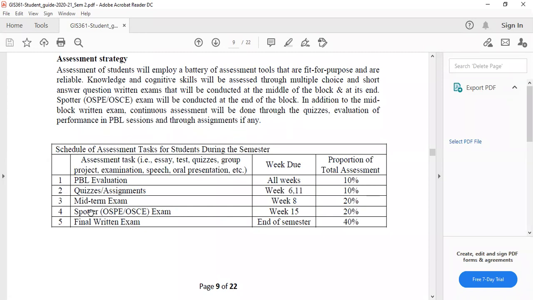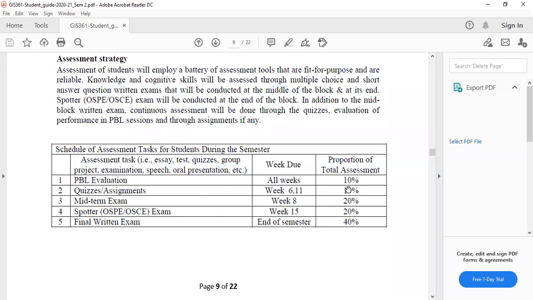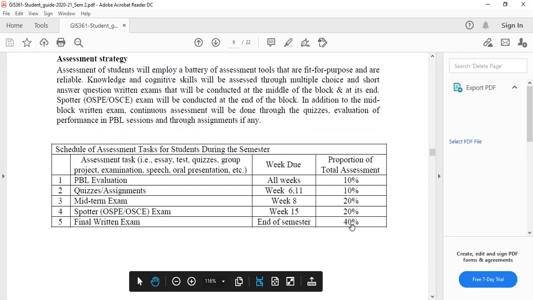Then in the 8th week, we'll have the midterm exam, and in the 14th week, or usually the 15th week, we'll have the practical examination or spot examination, and in the 15th or 16th week we'll have the final written exams. PBL will carry 10 marks, quizzes will have 10 marks, midterm will carry 20 marks, the practicals will carry 20 marks, and the final written exam will be 40 marks. So this is how the assessment will take place.